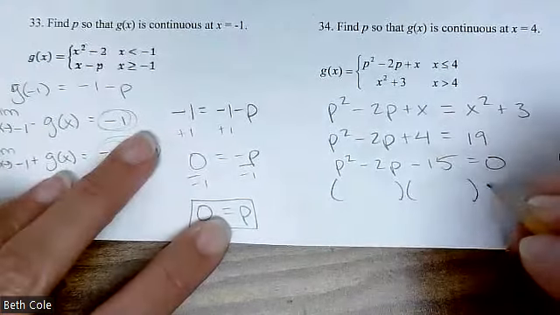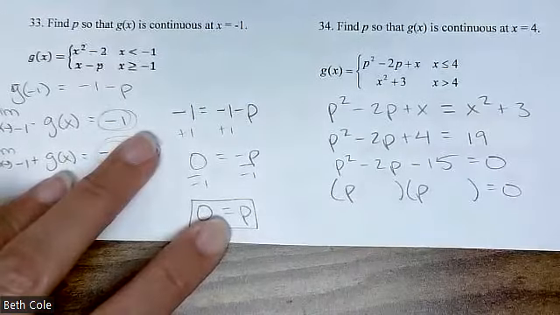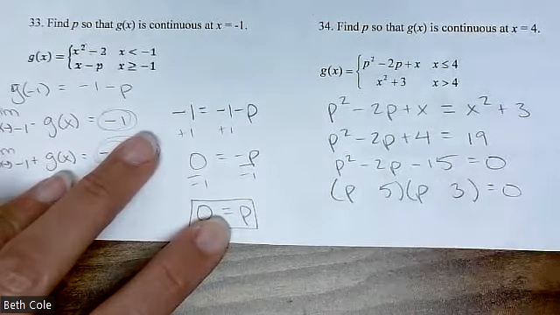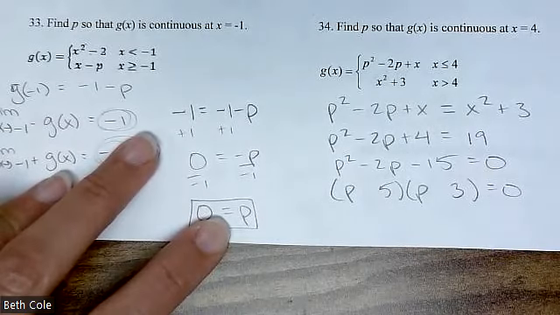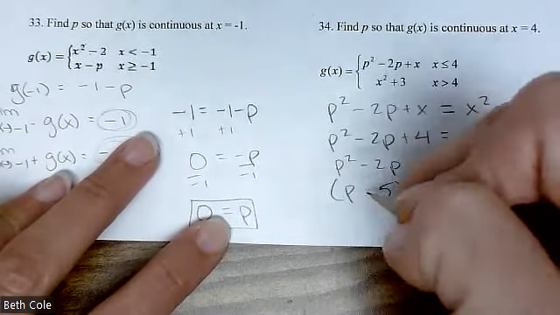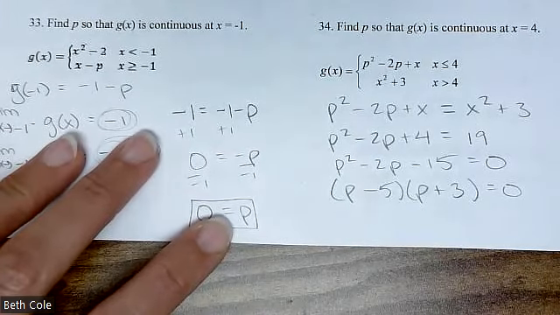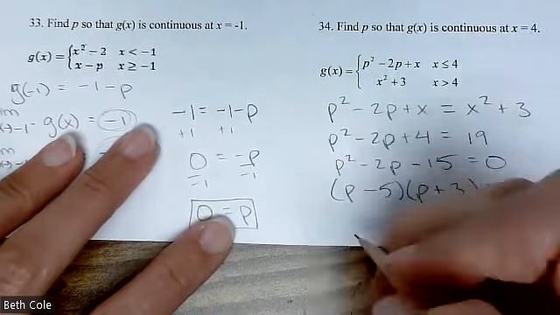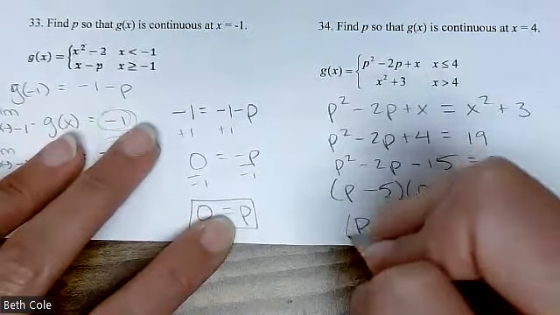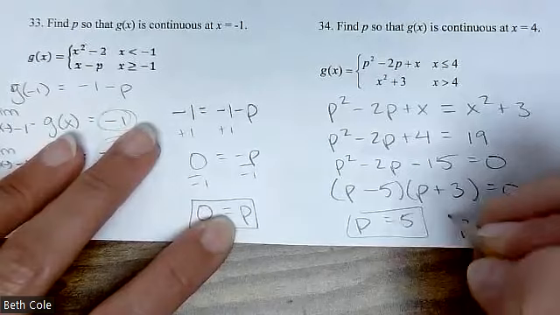So we're going to get 2 answers for this. 15 is going to split 5 and 3, and then what symbols? Perfect. And so your answers, you're setting those equal to 0. So you get p equals 5 and p equals -3.